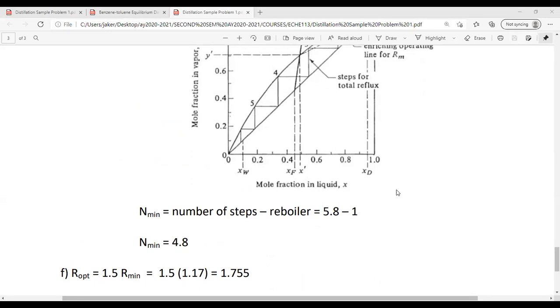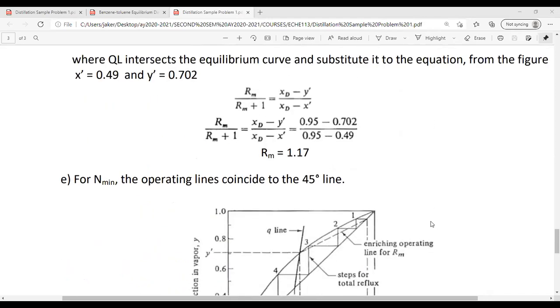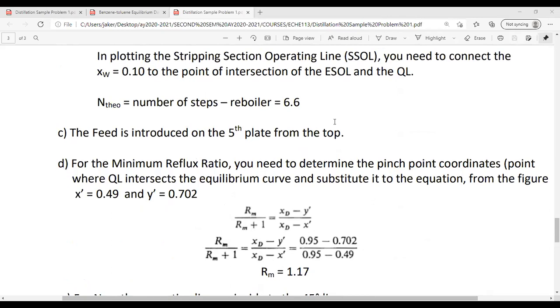Hello, Miss. Good afternoon. Yes, Joshua, okay. Miss, I just want to ask, what is the meaning of the reflux ratio of 4:1, Miss? Reflux ratio, meaning if you look at the formula, I'd like to go back to the slide so you would know the meaning.